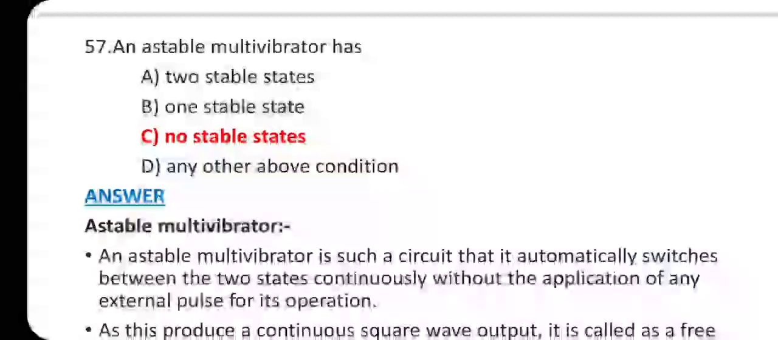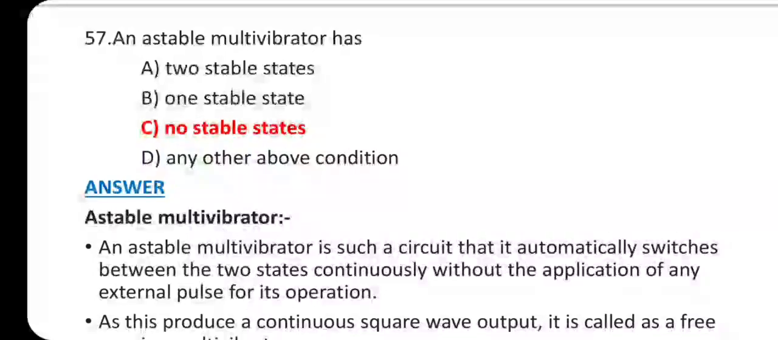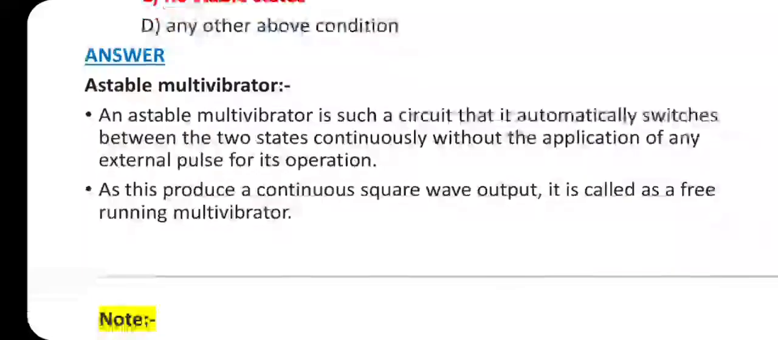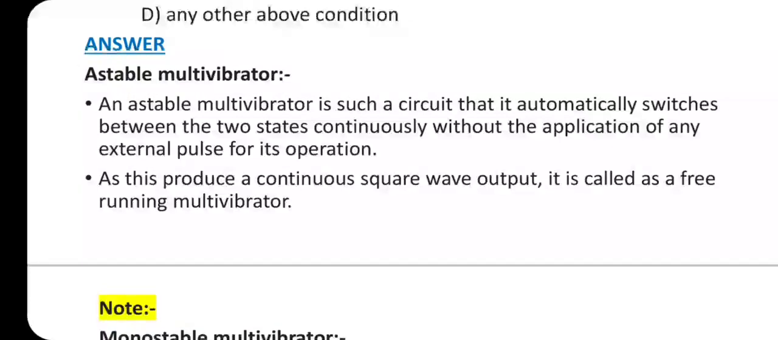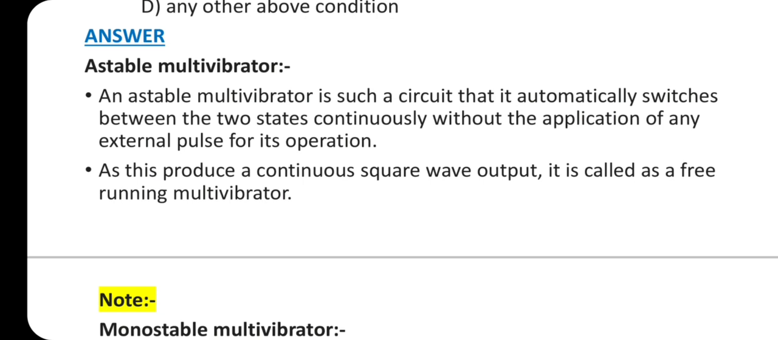Consider the question 57. An unstable multivibrator has. Answer is option C, no stable state. Let us consider what is unstable multivibrator. An unstable multivibrator is such a circuit that automatically switches between the two states continuously without the application of any external pulses for its operation. As this produces a continuous square wave output, it is called a free running multivibrator.